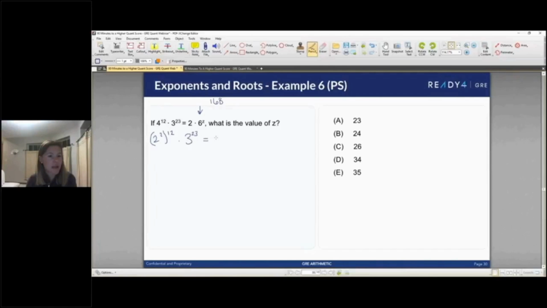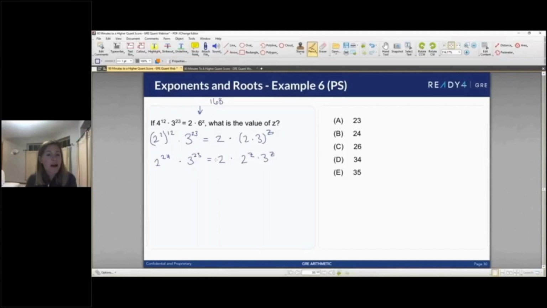We're stuck with it. I've got 2 over here times, and then my 6, I'm going to turn that into a 2 times 3 raised to the z power. So all I've done here is change the 4 into a 2 squared and the 6 into a 2 times 3. When I do that, I'm going to turn this into 2 to the 24th, because again, we can multiply those exponents. And again, here we can distribute that z. So I'm going to get 2 to the z times 3 to the z.